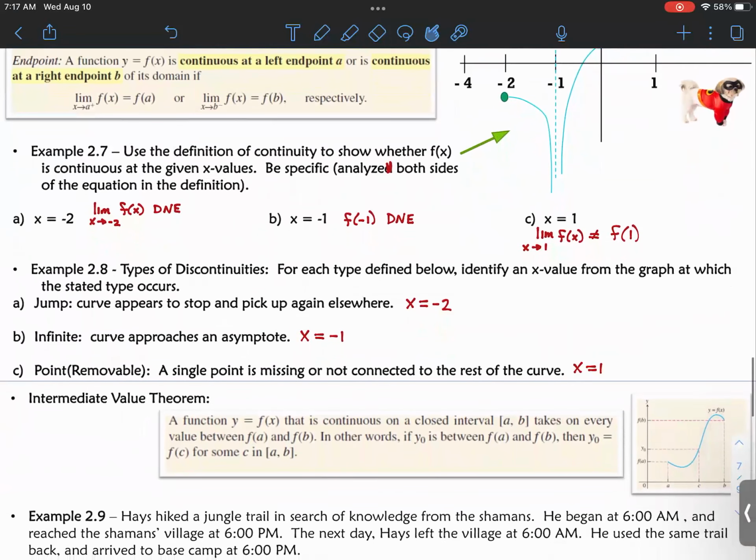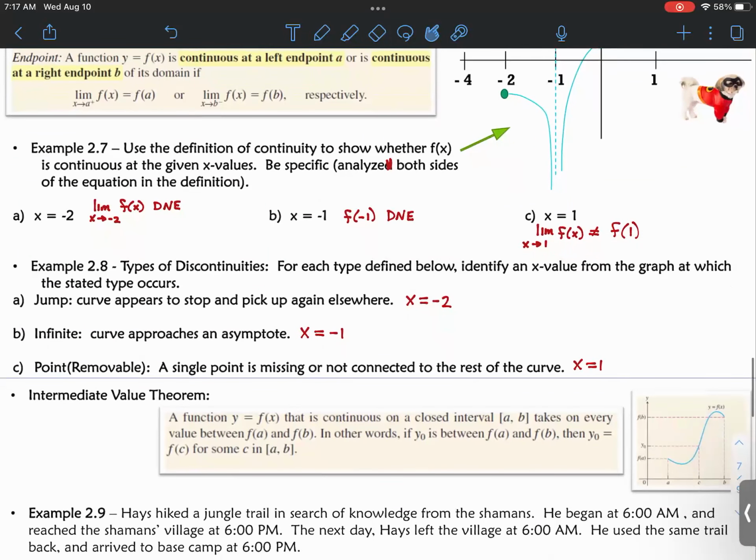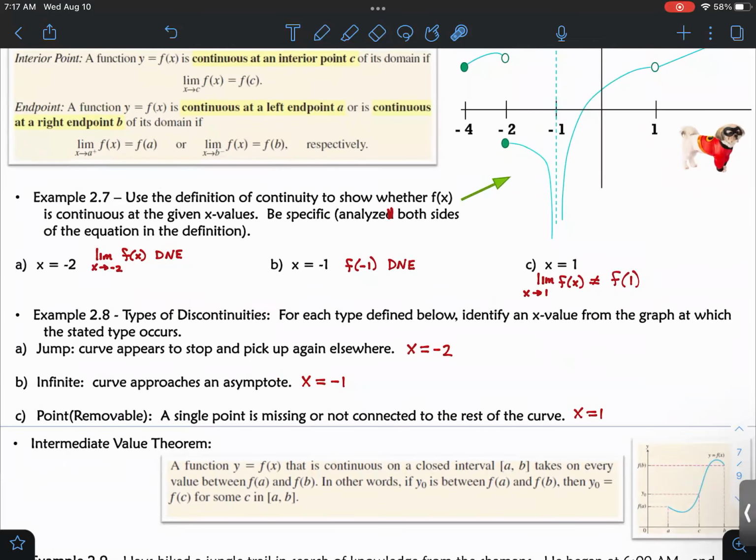Types of discontinuities. There are three types that you could observe in graphs pretty easily. They're called jump, infinite, and point. Jump is where the curve stops and picks up somewhere else, just like what's happening at -2. Infinite just means asymptote. Your function's approaching either infinity or negative infinity from one or both sides. And then, of course, the point or removable discontinuity is when you have just a single point that's not connected to the rest of the curve.